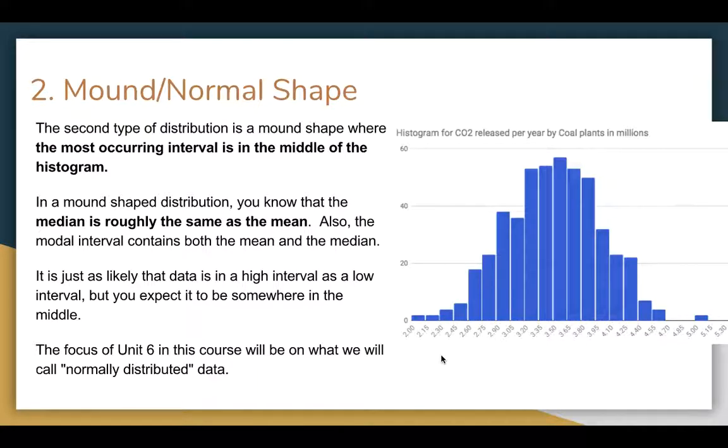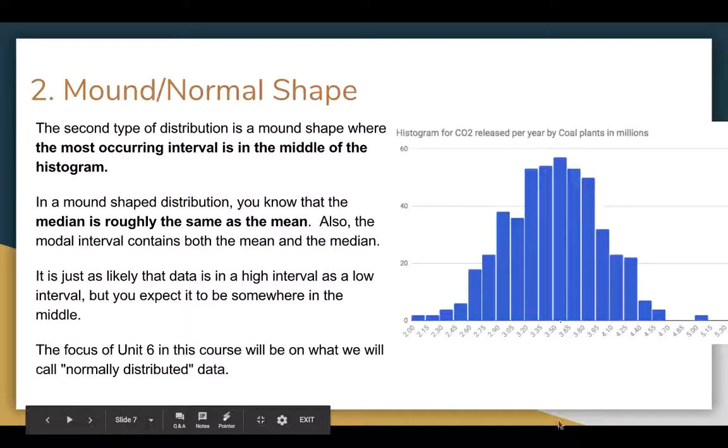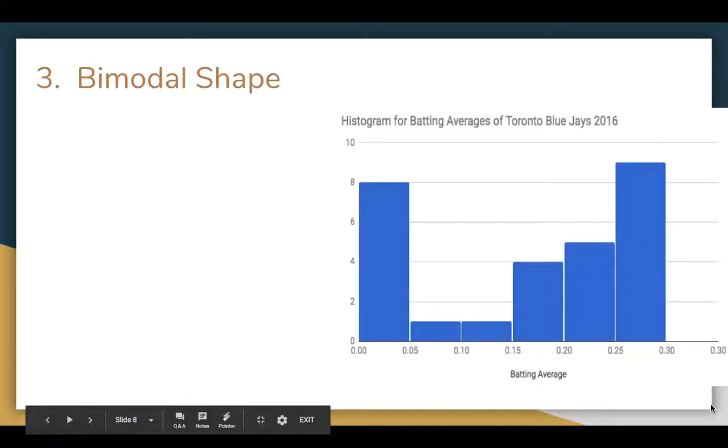This is our focus of Unit 6. If you're wondering where the source is, I'll put it in the slideshow that would accompany this video.